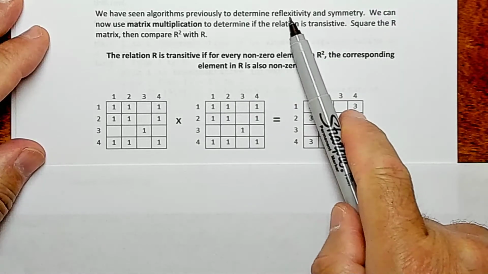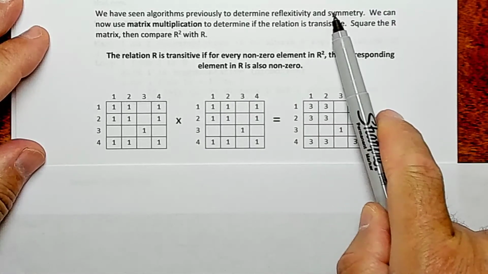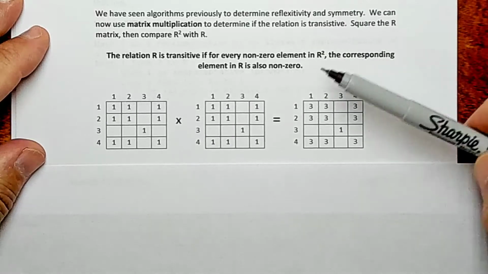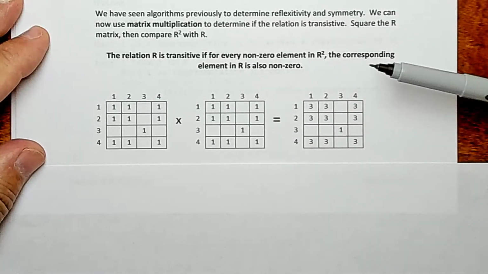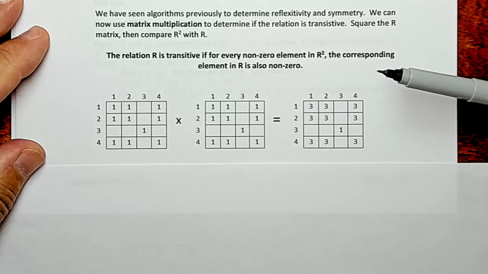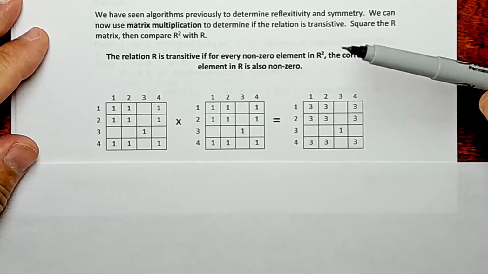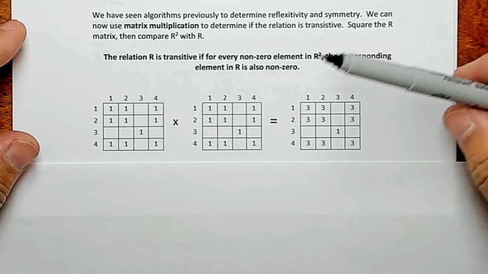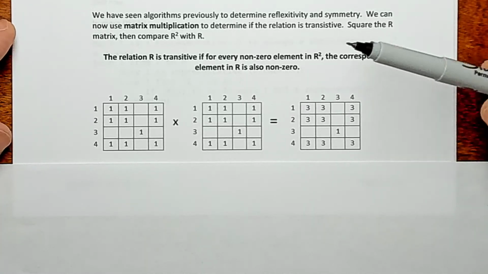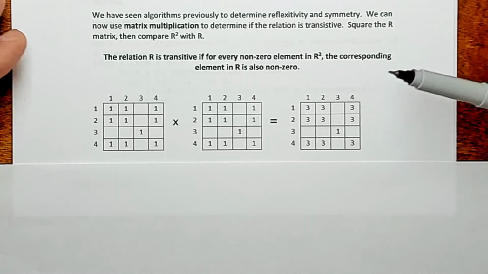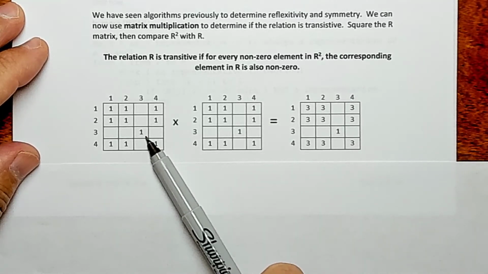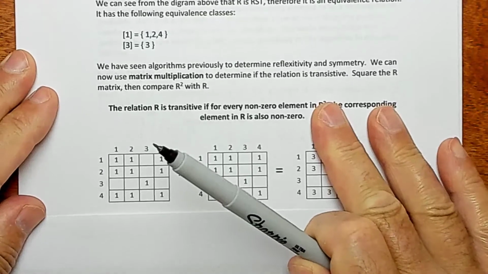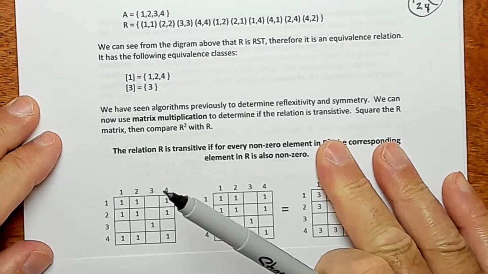So we looked at some algorithms to determine reflexivity and symmetry. Those are a couple pages back, but it turns out we can use matrix multiplication to determine transitivity. Why? Well, it's a little hard to explain why, but it works. So here's our relation R. There he is.